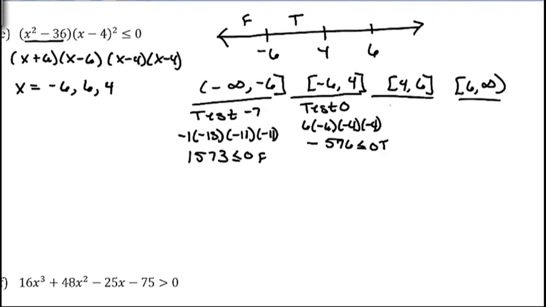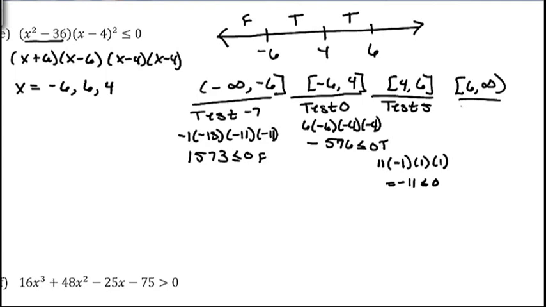On the interval from 4 to 6, I'm going to test 5. And I'm going to move down here to do that. 5 plus 6 is 11. And 5 minus 6 is negative 1. And 5 minus 4 is positive 1. And 5 minus 4 again is another positive 1. And so here we get negative 11, and that is less than or equal to 0, so this interval tests to be true.